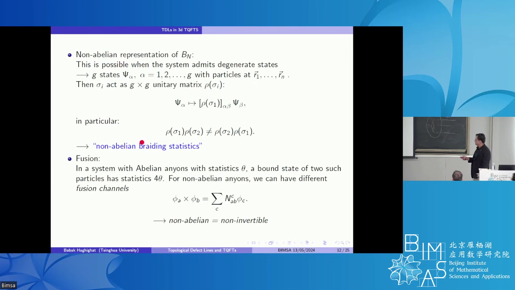Okay. So any questions so far about this part of the story? In the 2+1 theory, the algebra structure of these operators also depends on the topology of the manifold. Of the manifold, yeah.